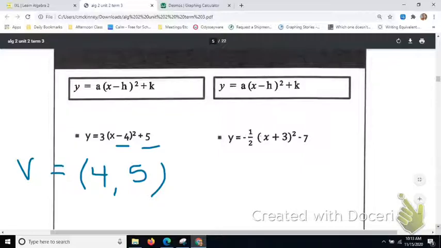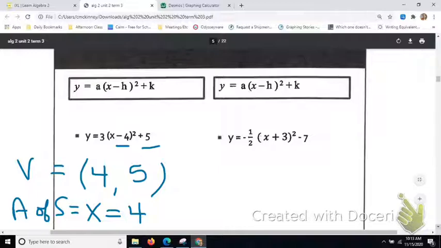Now, if I want to know the axis of symmetry, remember that the axis of symmetry always cuts straight through the parabola and goes through the vertex, and it's always x equals. So in this case, what does x equal? Oh, x equals 4. That's my axis of symmetry, x equals 4.